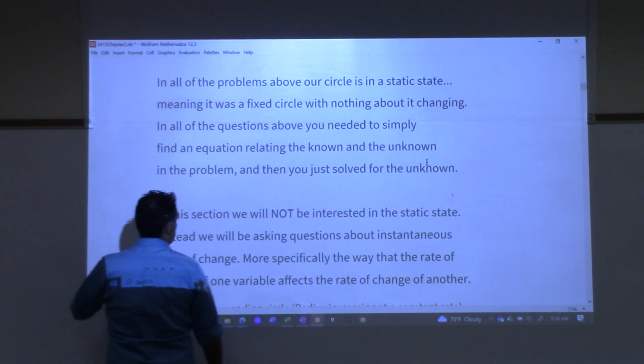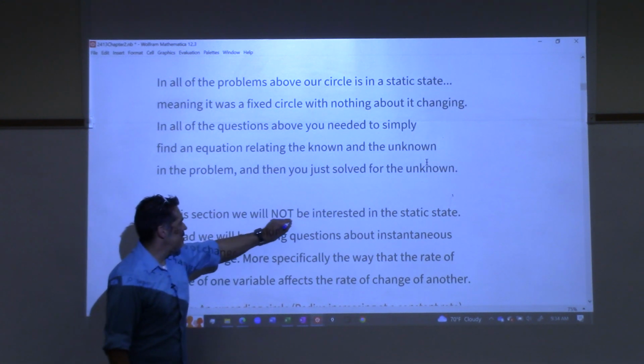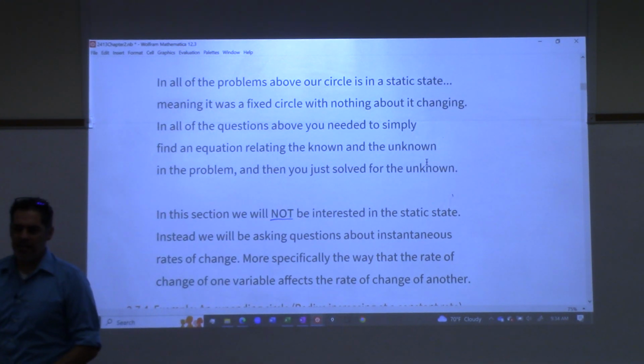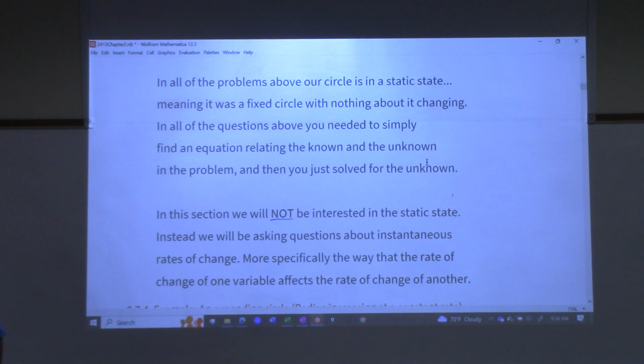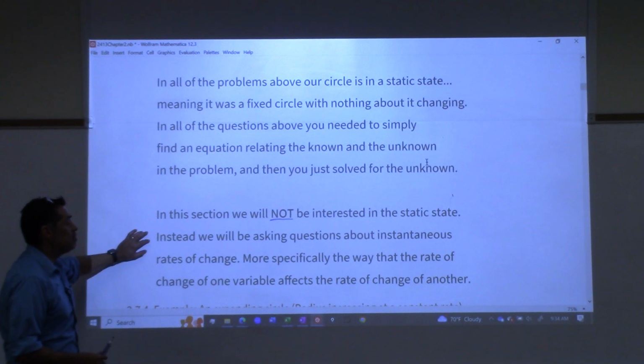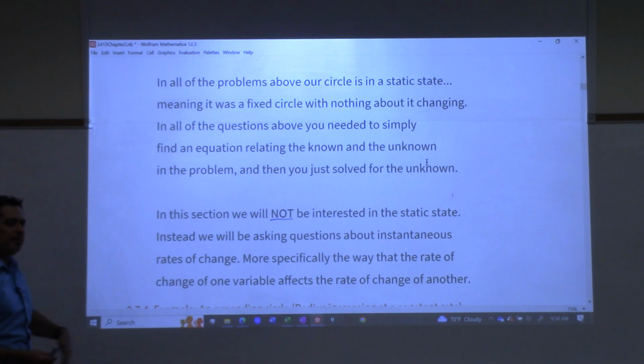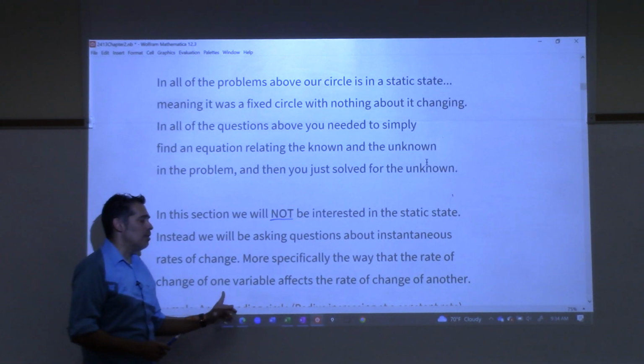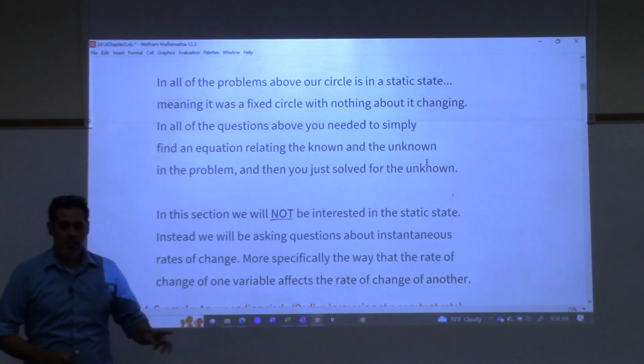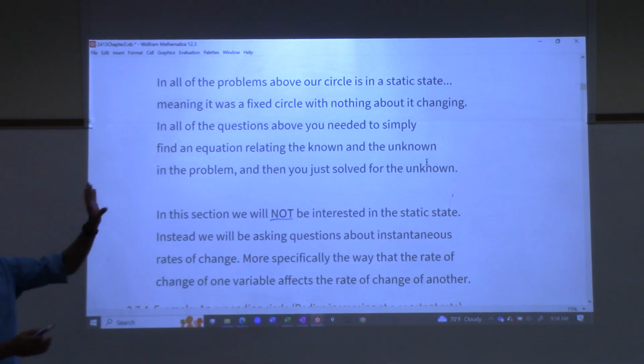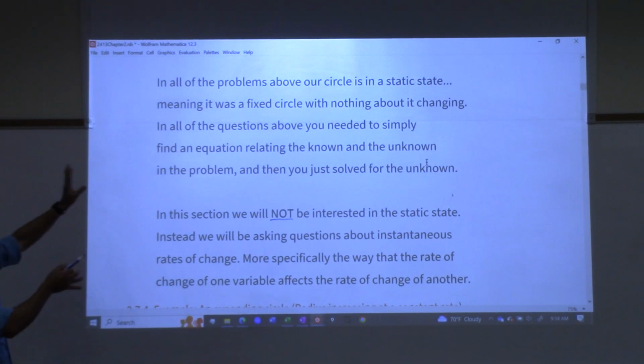In this section, we will not be interested in the static state of something. We want things to be in motion. We want things to be moving. So instead, we'll be asking questions about what we call instantaneous rates of change. More specifically, the way that the rate of change in one variable affects the other. That's what we're talking about here. The static stuff we just did, and we kind of understand. We want everything to move now.